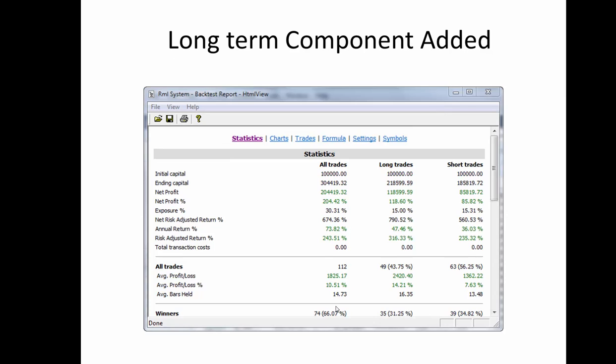And so when we added the long-term component that we just showed you with the threesome, we got a total of 112 trades, which, hey, that's about 1 a week. One trade a week. That's not bad. That's pretty decent. And 10.51% is the amount of fillet, and that's a pretty good number. Okay, and exposure now is up to 30.31. So we're using the money 30% of the time. And that's how we developed this particular system.